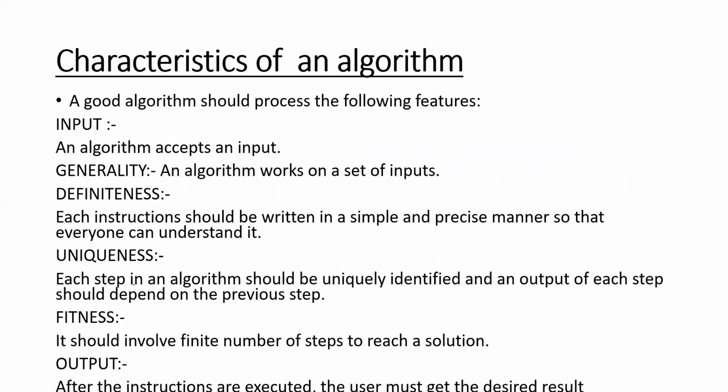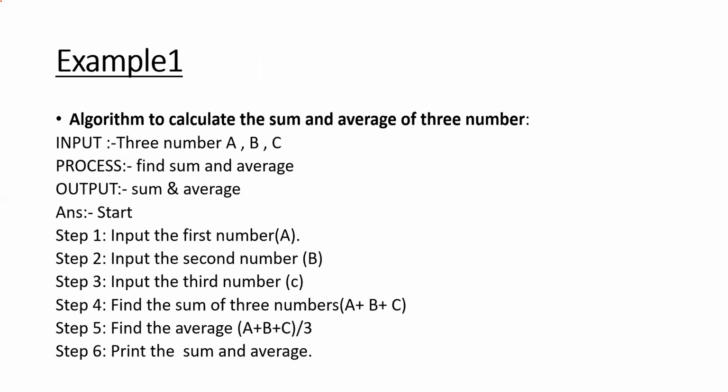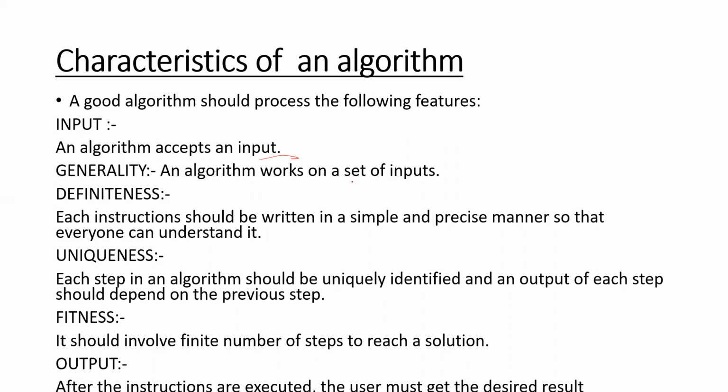Now what are the characteristics of an algorithm? Means a good algorithm should have the following things. It must have an input. An algorithm accepts any input. I already explained the need of input. Generality: an algorithm works on a set of inputs, not a single input. So many inputs it will require.